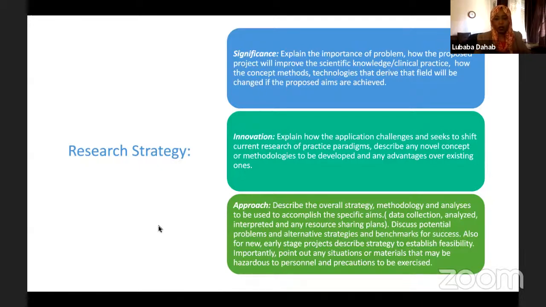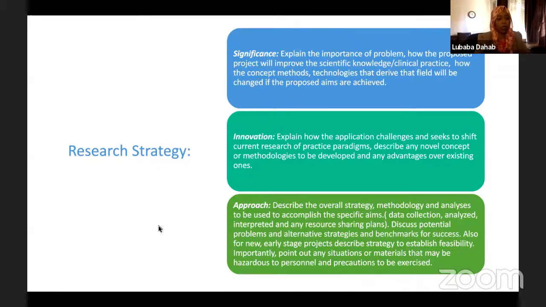So you want to convey that what you are proposing is going to change what's currently being done to a better practice, to a smarter practice. So you want to add this in the innovation part. Now, how to approach the strategy. You're going to describe the overall strategy and the methodology.